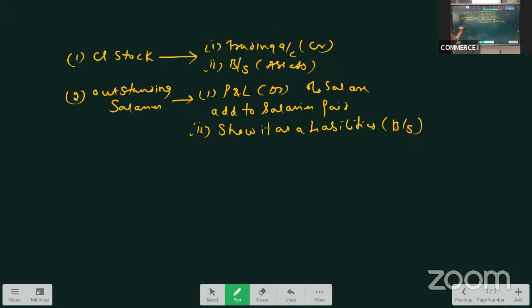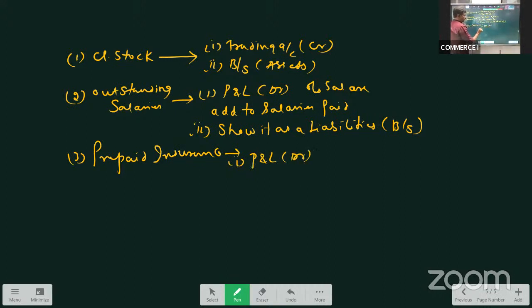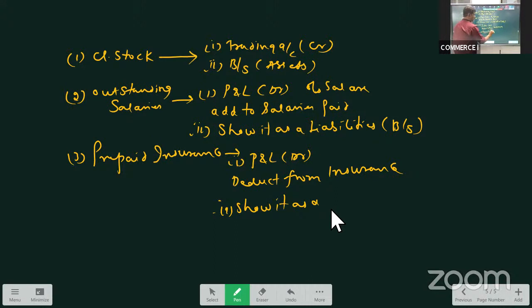Okay. Then the third one is prepaid expense. Similarly, we get prepaid insurance. This is the insurance premium of the next year paid in the current year. So it is an asset for us. But the first effect is in the P&L account on the debit side: this prepaid insurance amount is deducted from the actual insurance paid. And the second effect is to show it as an asset.